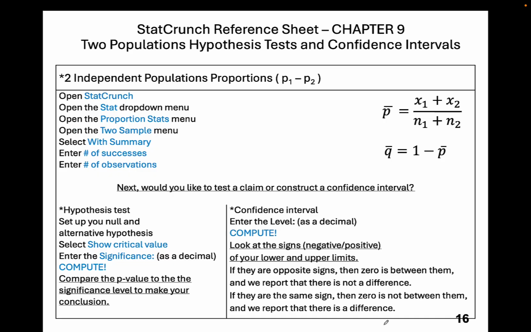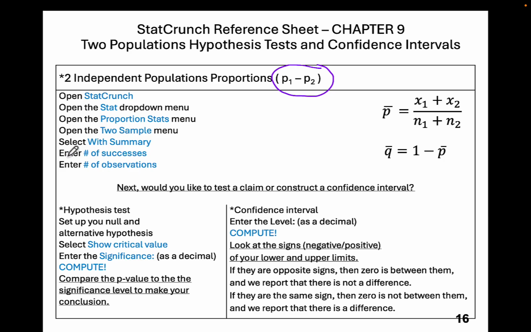For StatCrunch, 2 populations, hypothesis test, and confidence intervals. All right, we need to make sure that we have 2 independent population proportions, and we're going to look at their difference. We're going to open StatCrunch, same Stat drop-down menu, and check this out. We're going to run proportion stats. We've used this program before, except when we used it, the next menu item we selected was 1 sample. But now in Chapter 9, we're going to go proportion stats, 2 sample. It's going to be from summary.